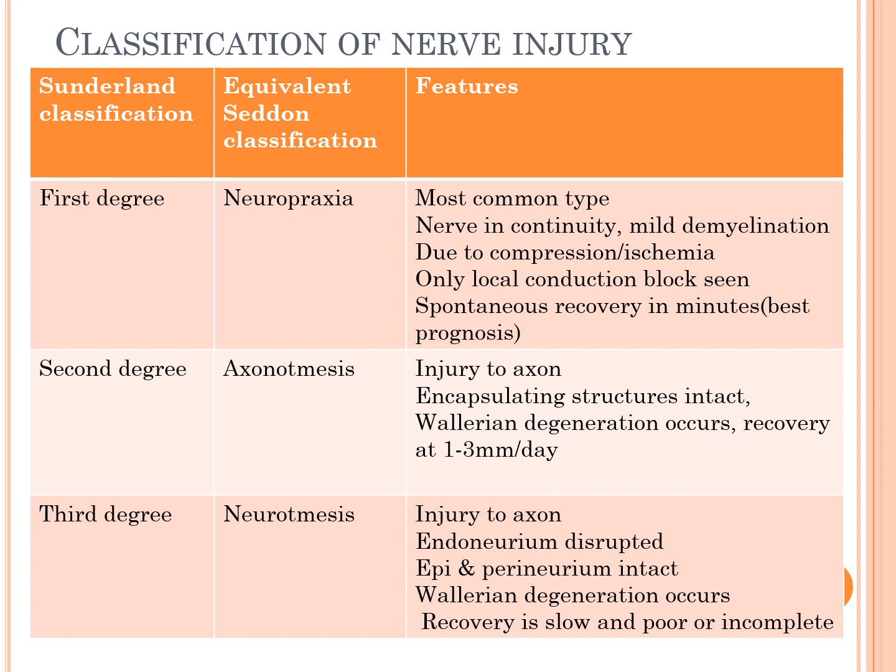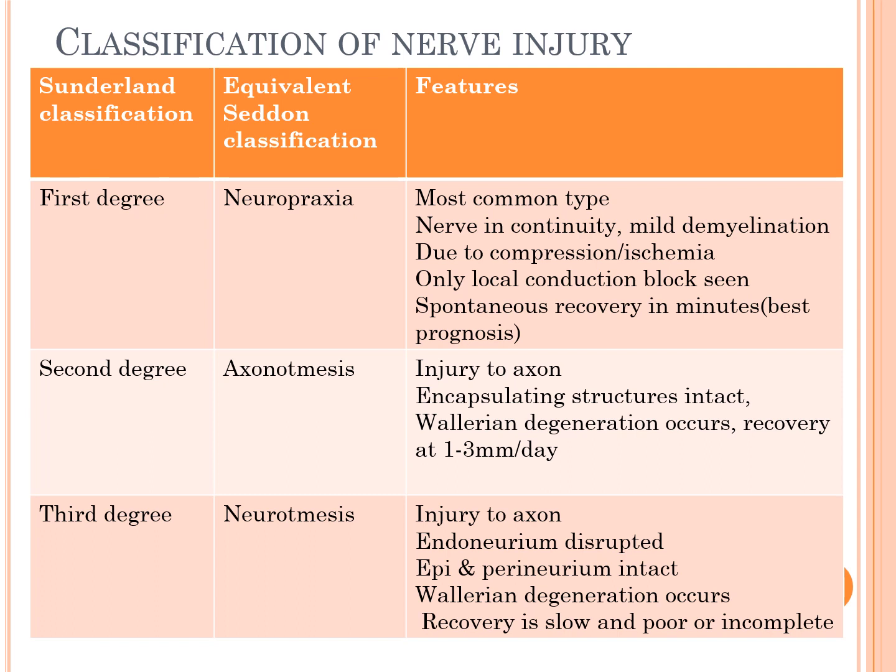Because of mild demyelination, there will be conduction block, which may be a local conduction block, and because there is only mild demyelination, spontaneous recovery is possible, which occurs within minutes. And in this type of nerve injury, the best prognosis is possible. So this is 1st degree. So 1st degree is the most common type.